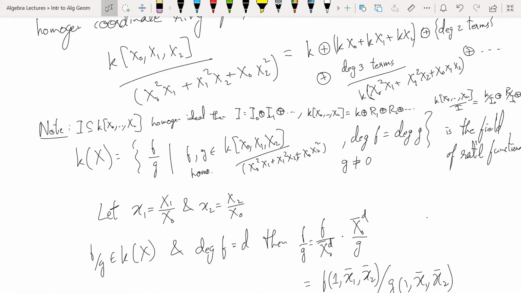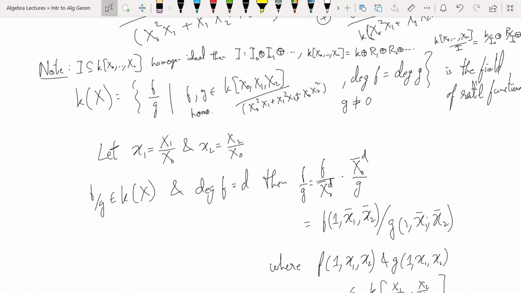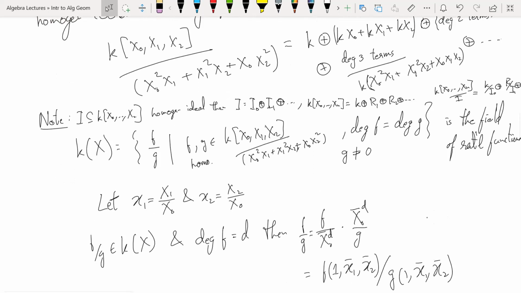Now we want to look at some affine piece, the affine piece where x_0 is not equal to 0. In this affine piece we'll have coordinates x_1 and x_2, so little x_1 will be capital X_1 over X_0, and little x_2 is capital X_2 over X_0.